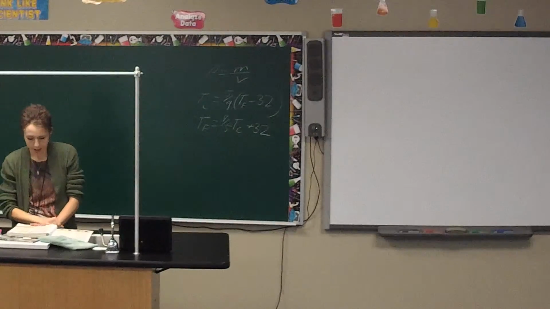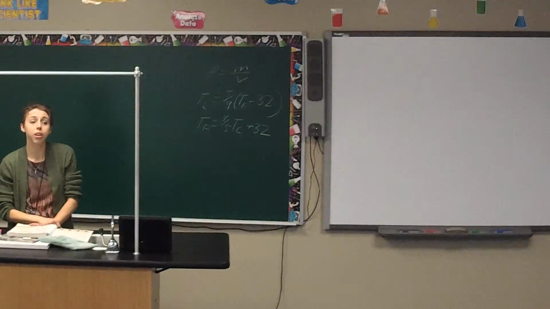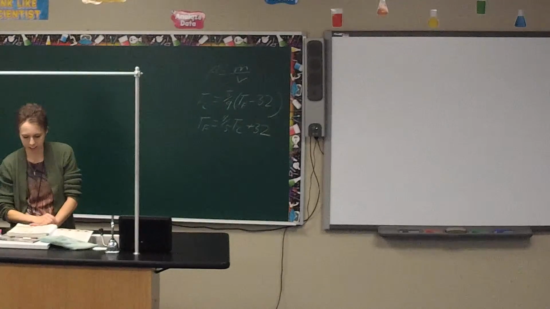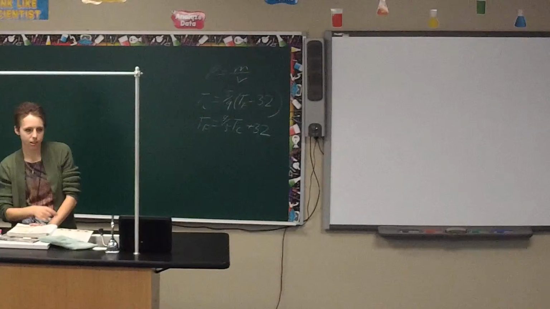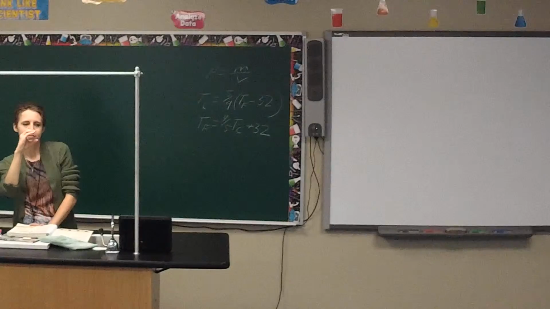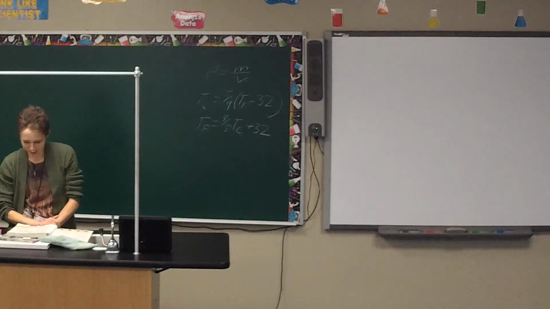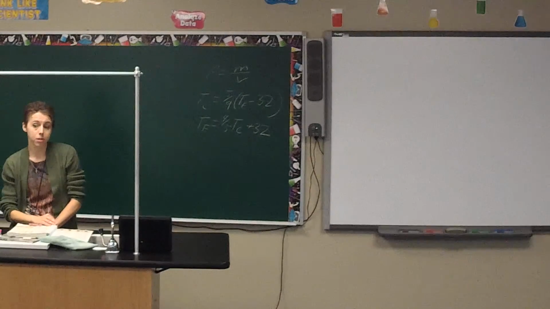Alright, which one means 100th? So there's 100 of these in a meter stick or in a liter. Centi. And what's the symbol for it? C. So centi is C.